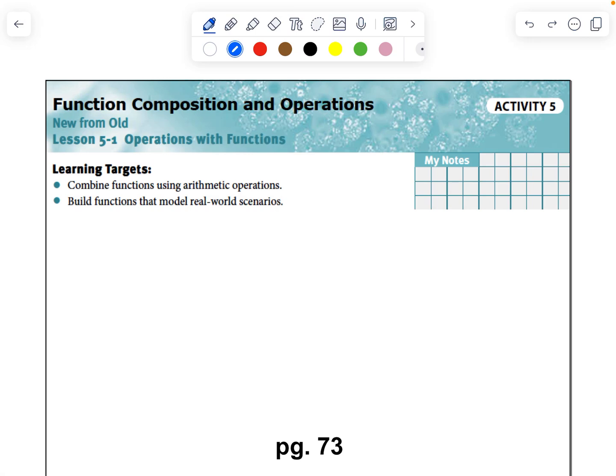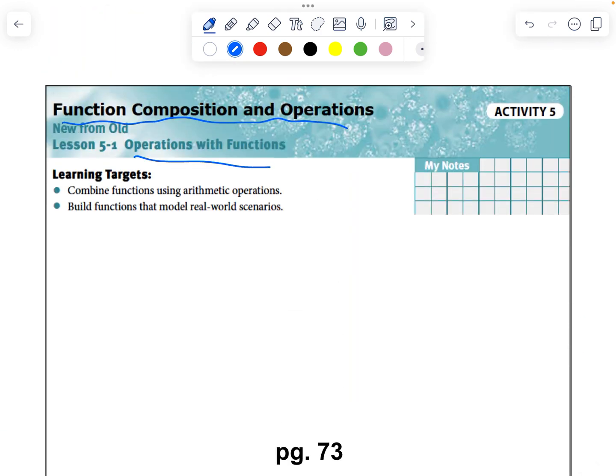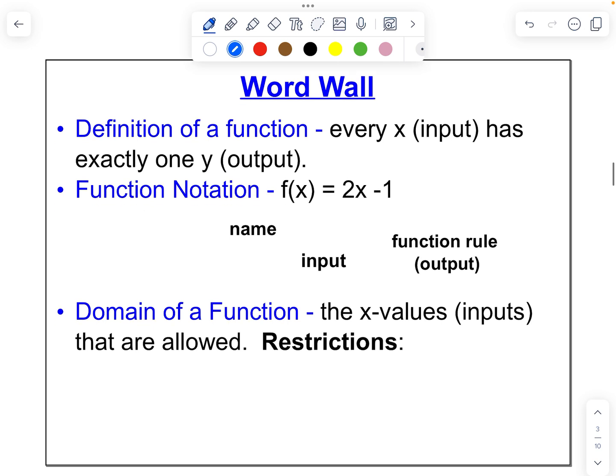Hello everyone. Today we are looking at function composition and operations of functions. We'll start off with just some operations of functions. So some definitions we've seen.